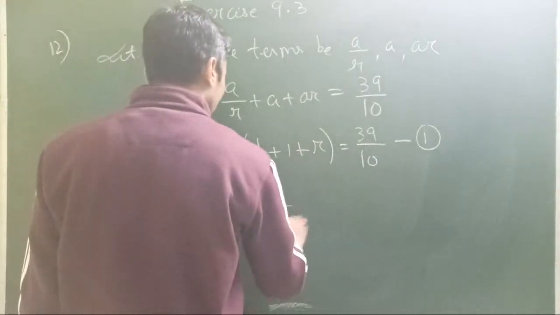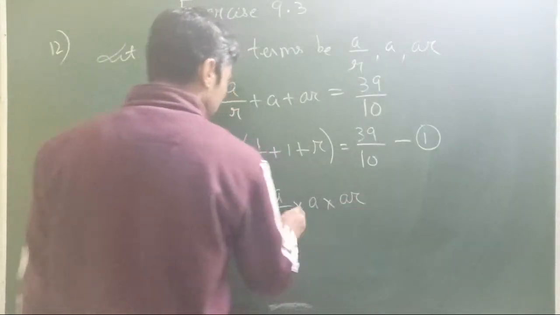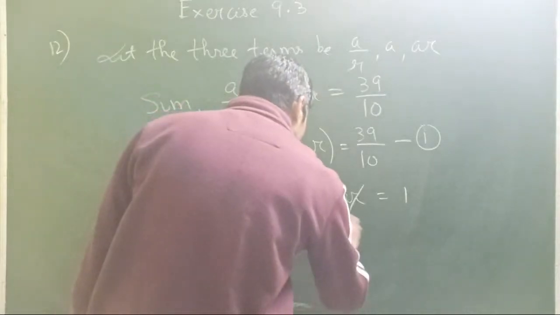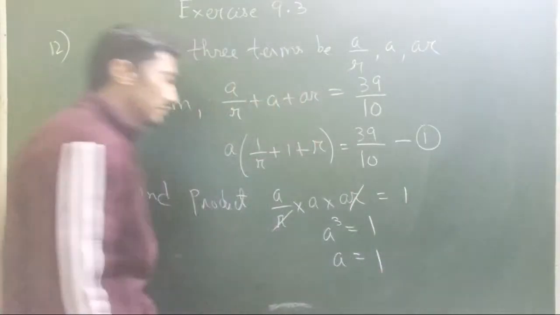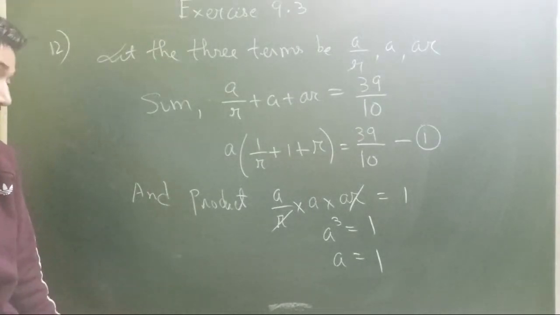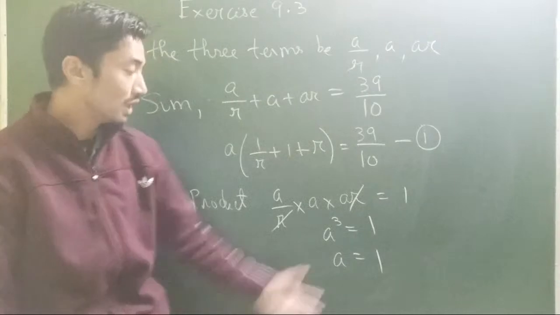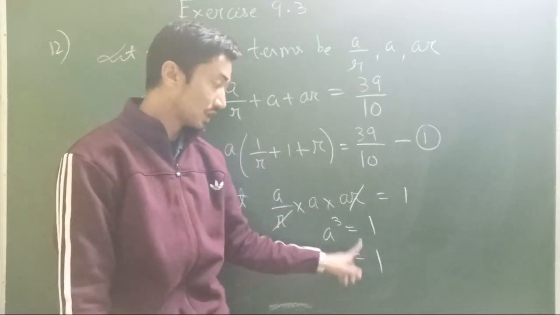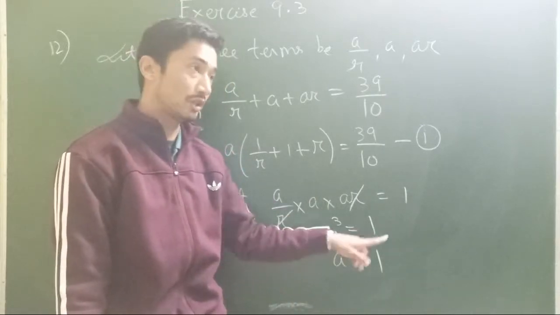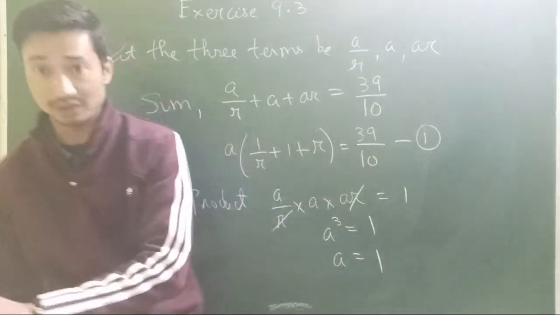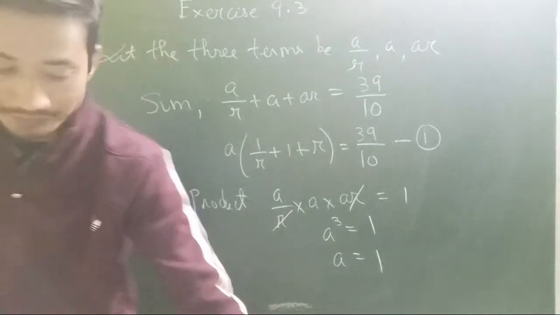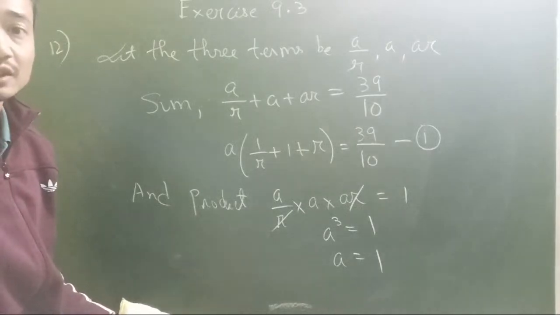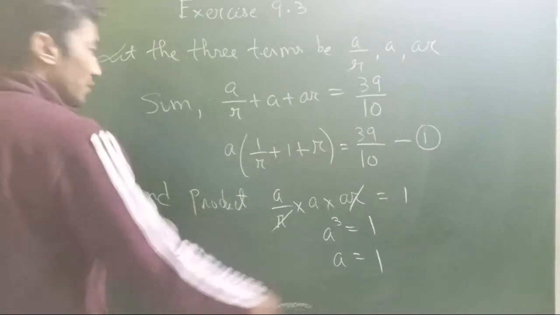And the product, that is a by r into a into ar, the r cancels, and the product is 1. That means a cube is equal to 1. So immediately here we get the value of a, that is 1. Since it's a cube, not a square, only plus 1 cubed will give me 1, because minus 1 cubed will give me minus 1. So careful with these powers also. If it's a square, plus or minus 1, but for a cube, only the positive value gives positive. So here, of course, a is plus 1. We already have the value of a, so going back to equation 1.